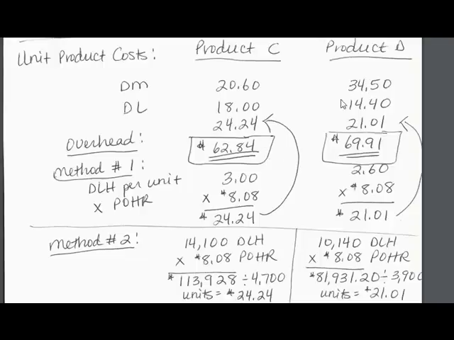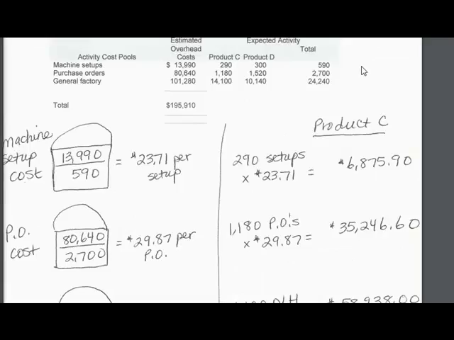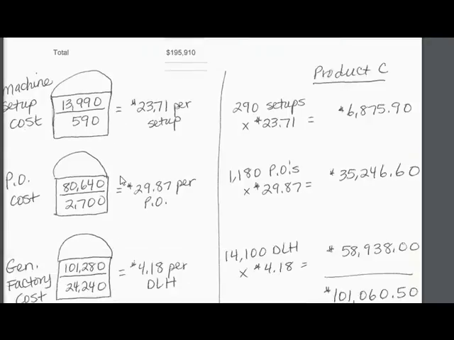And I'll use the same approach to get my answer for product D. So now in the next part of the problem, I'm going to switch to activity-based costing. Now what we're doing is we're taking that same total dollar amount of estimated overhead, the $195,910, and we're splitting it into 3 different buckets.